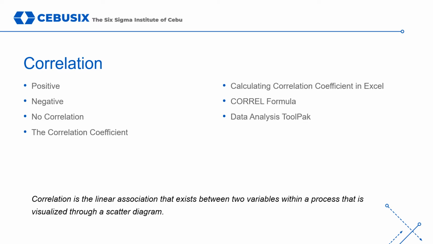Correlation is the linear association that exists between two variables within a process, which is visualized through a scatter diagram. In this section, we will cover correlation and the linear association that exists between the two variables. We will talk about positive and negative correlation, the correlation coefficient, and how to calculate as well as chart this relationship using Excel and the Data Analysis ToolPak.